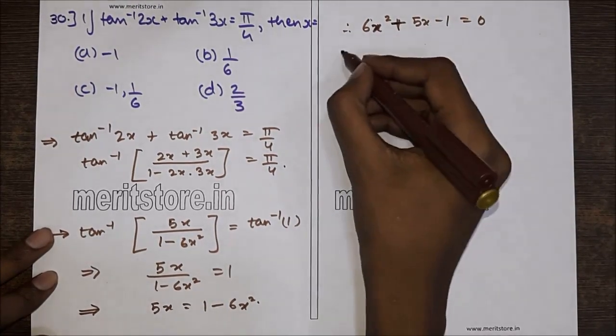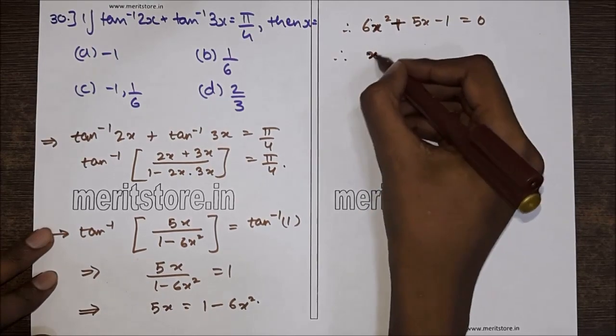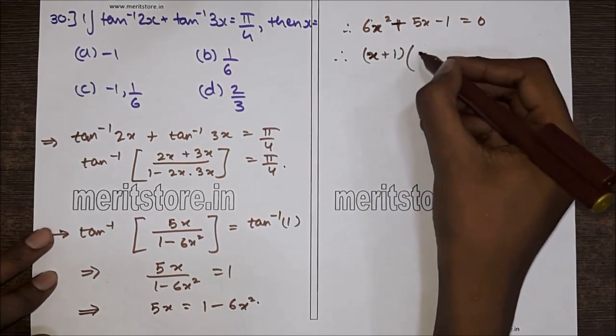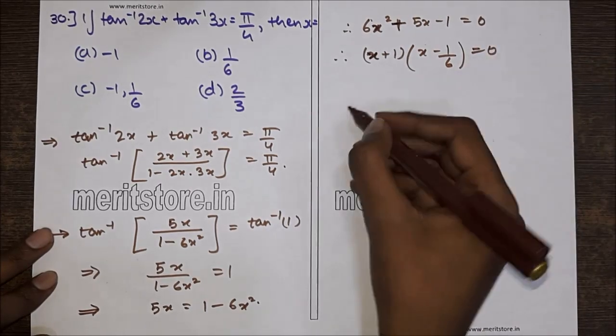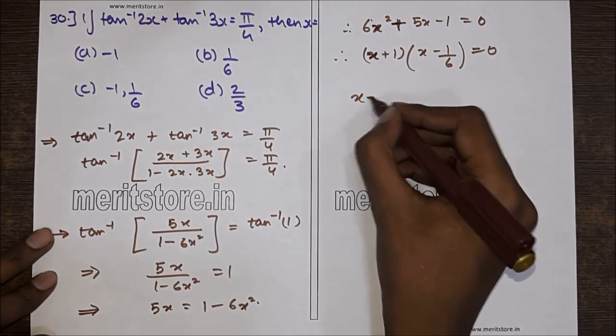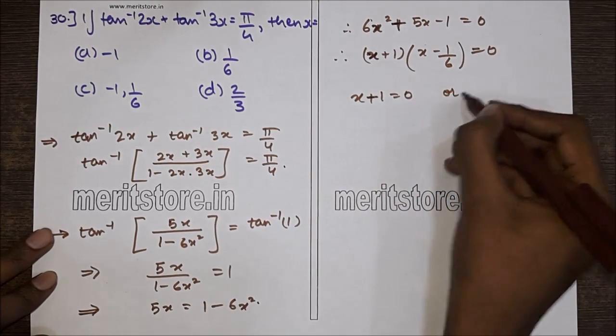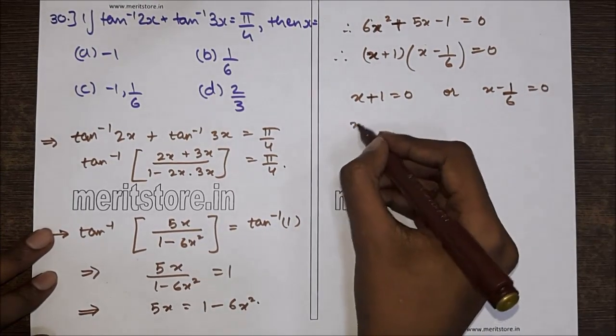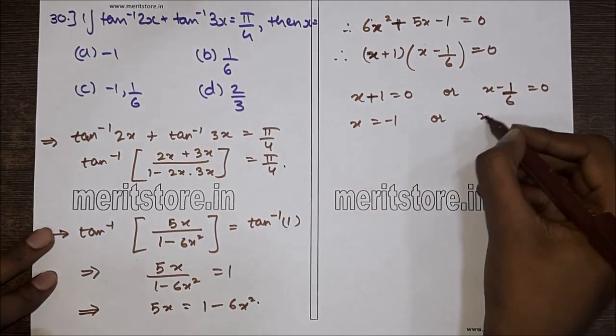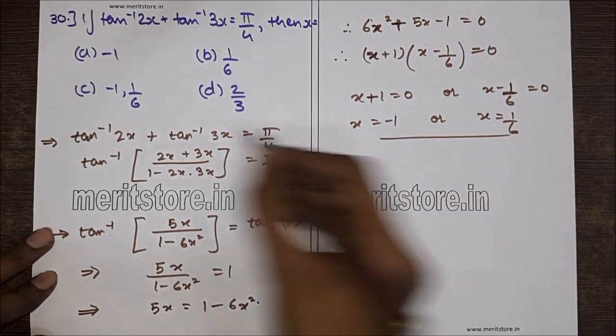We can factorize it in this way: (x plus 1) into (x minus 1 by 6) is equal to 0, where x plus 1 can be 0 or x minus 1 by 6 is 0. So that is x equals minus 1 or x equals 1 by 6, which is option C.